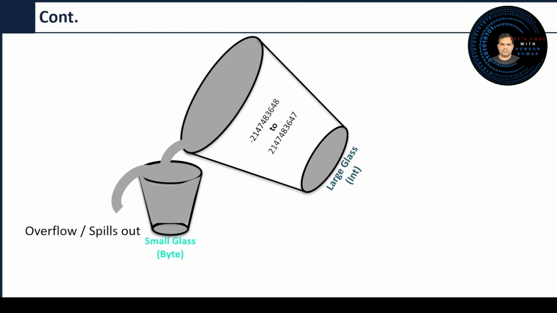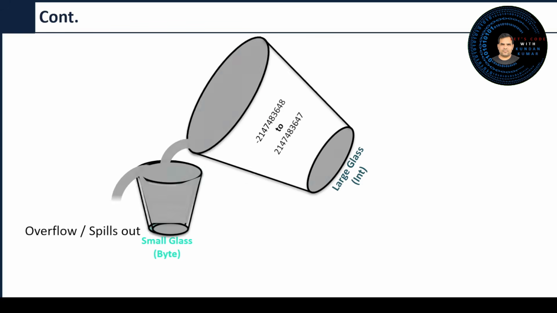This is exactly what happens in narrowing typecasting. When a larger data type like an integer is forced into a smaller one like a byte, it can lead to data loss and unexpected results. So let's understand this analogy with examples.